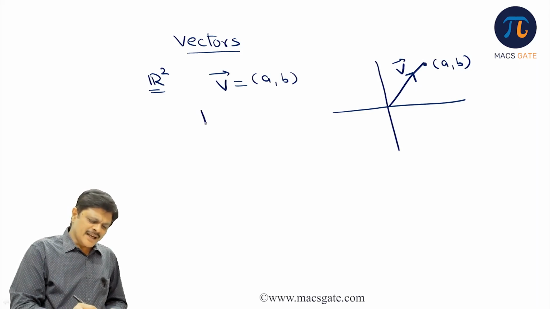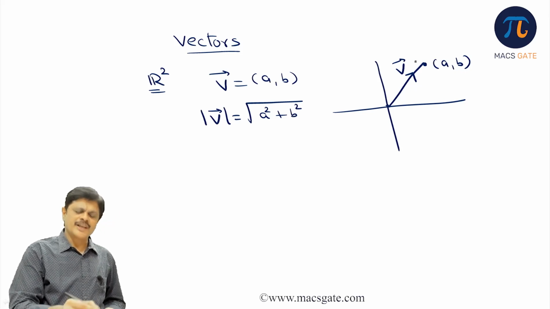Now, what is the length of this vector? It is simply the distance from (0, 0) to (a, b), which is given by the square root of a square plus b square, where a and b are called the components.